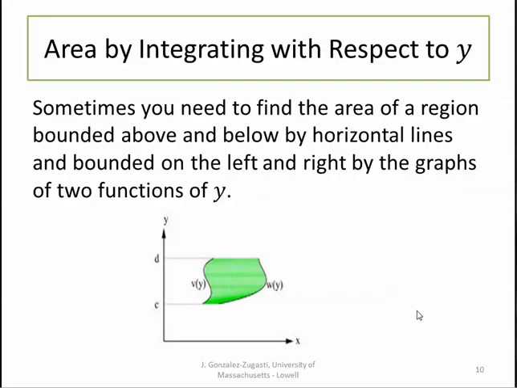Now, sometimes you need to find the area of a region that's bounded above and below by horizontal lines and bounded on the left and right by the graphs of two functions. So it's really going to be the same as what we did, except now we're going to switch the roles of x and y. So the limits of integration are going to be from c to d, right? The lowest one to the highest one. And then you're going to have your top function, this one here, the bigger one, and you'll subtract the smaller one, which is the bottom function, this one here.